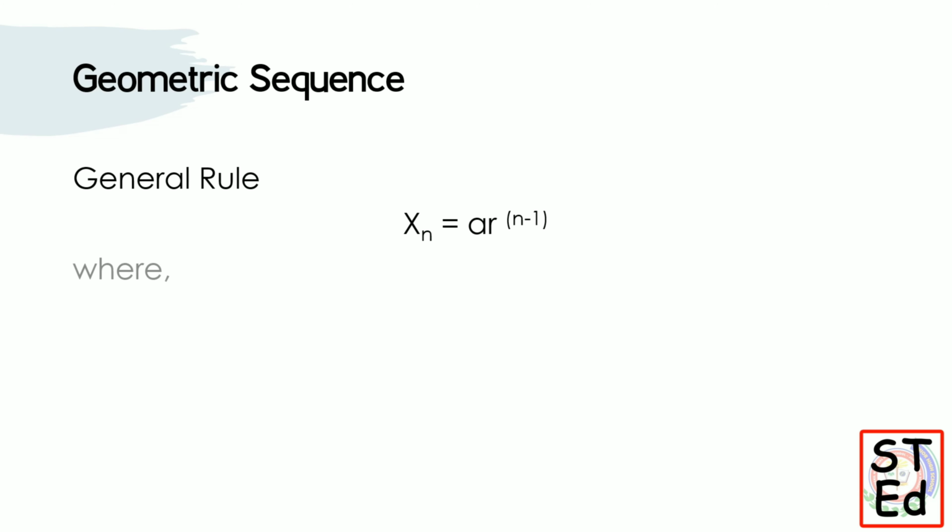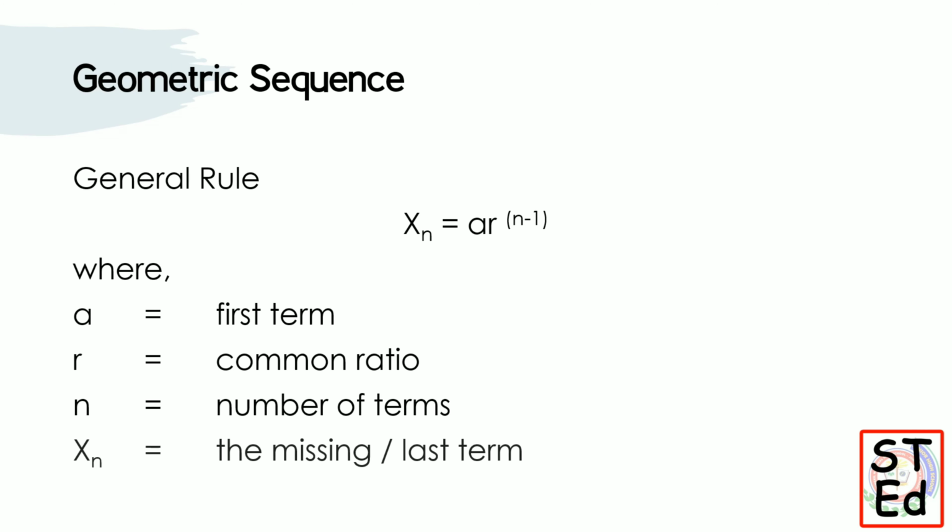In this section, we will talk about the general rule for geometric sequence. a sub n is equal to a sub 1 multiplied by the ratio r raised to n minus 1, where a sub 1 is the first term, r is the common ratio, n is the number of terms, and a sub n is the missing or last term in this section.